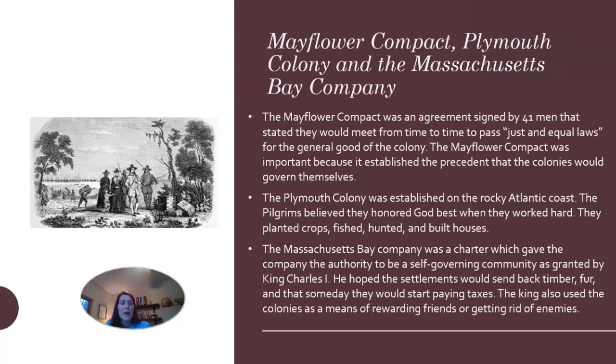The Massachusetts Bay Company was a charter which gave the company the authority to be a self-governing community as granted by King Charles I. He hoped the settlements would send back timber and fur, and that someday they would start paying taxes. The king also used the colonies as a means of rewarding friends or getting rid of enemies.